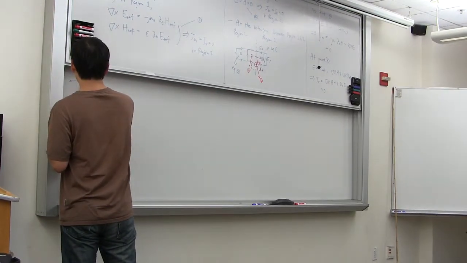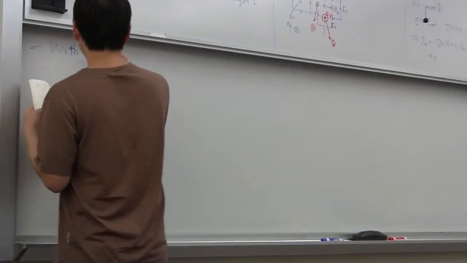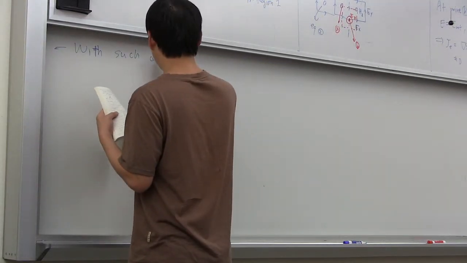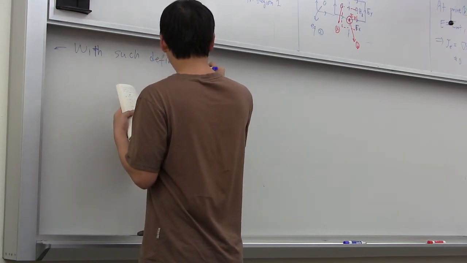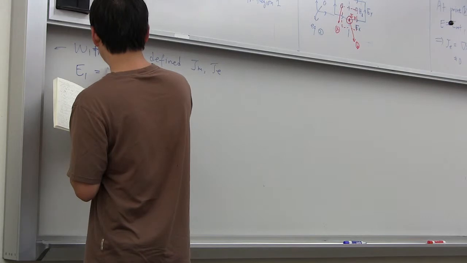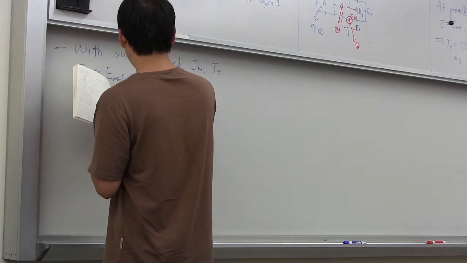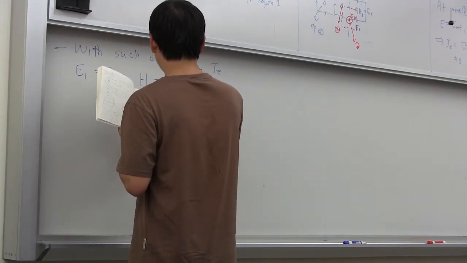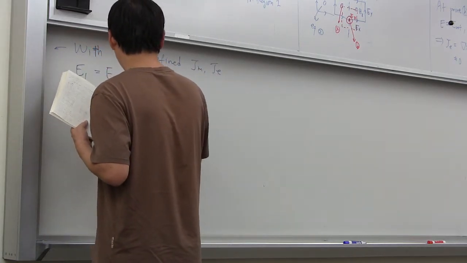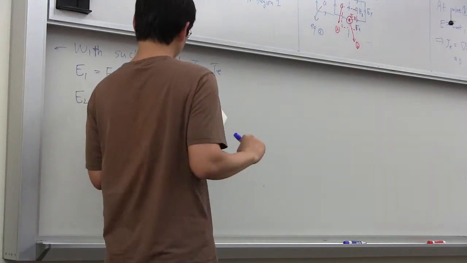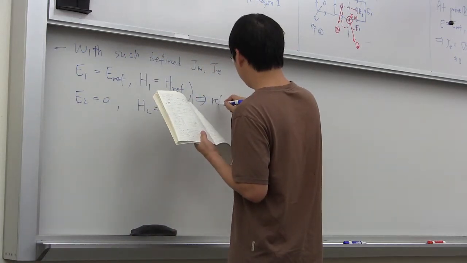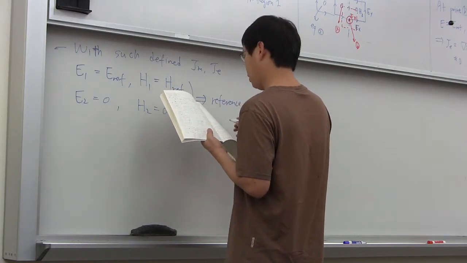So with such defined JM, JE, the E field within region 1 is the E field of the reference wave, and the H field in region 1 is also the H field of the reference wave, and the E field in region 2 is 0, and the H field in region 2 is 0. So the reference wave exists.